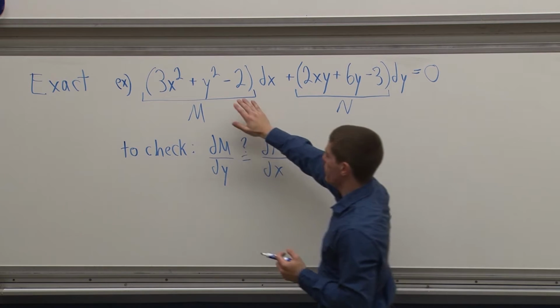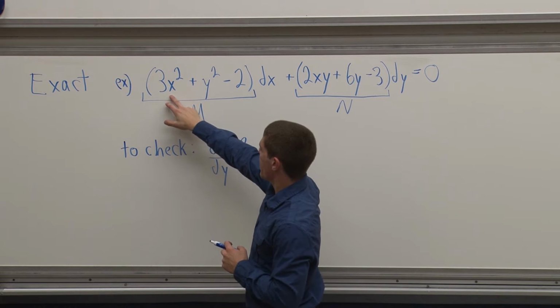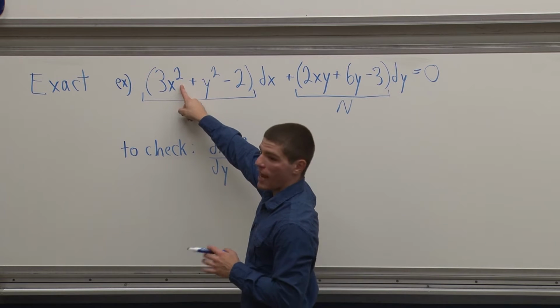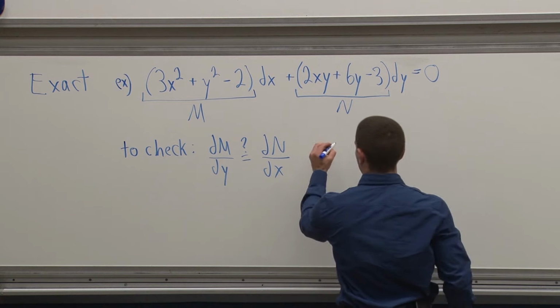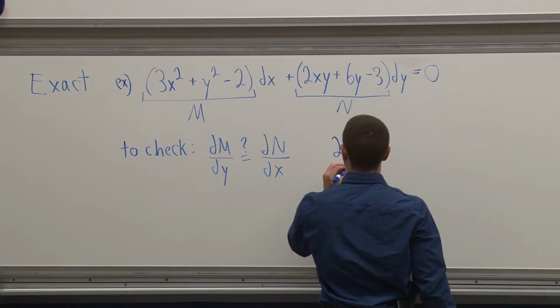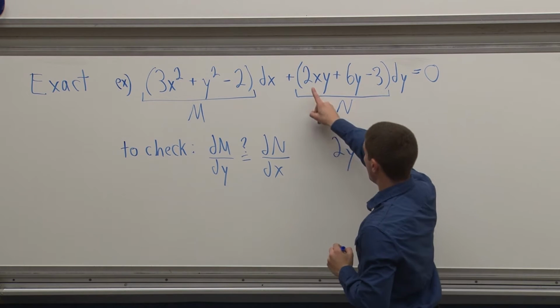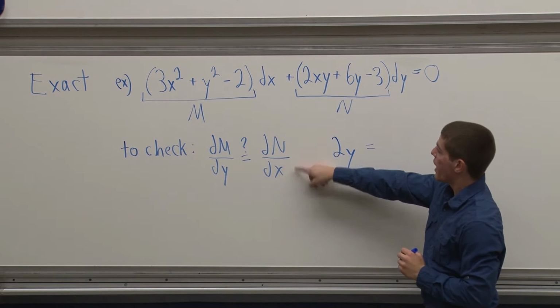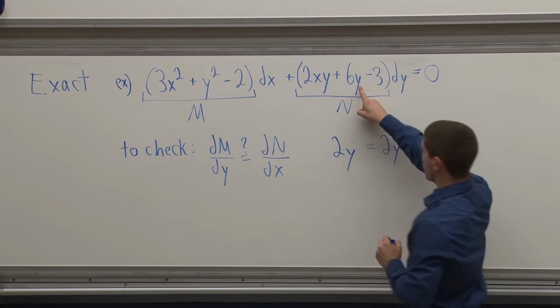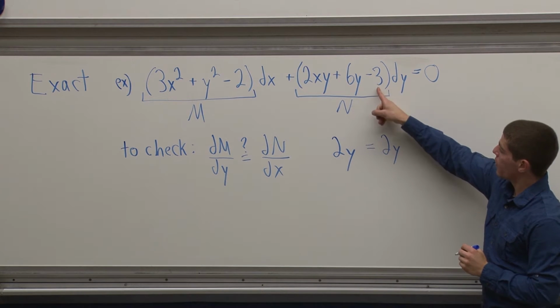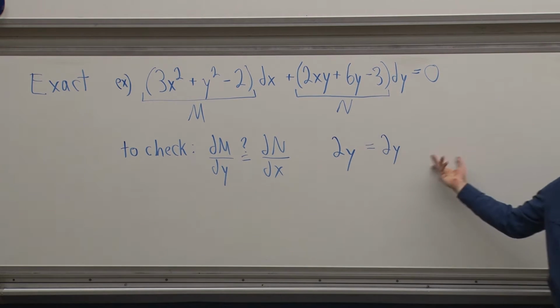Let's just take the partial derivative. Since this is just x's, it's going to go away. This is going to become 2y, and this is going to go away. So you have 2y equals, and then here, the partial derivative of N in terms of x, you're going to have 2y there. And this is going to go away because there's no x's, and this is going to go away because there's no x's. Oh, so look, it's exact.